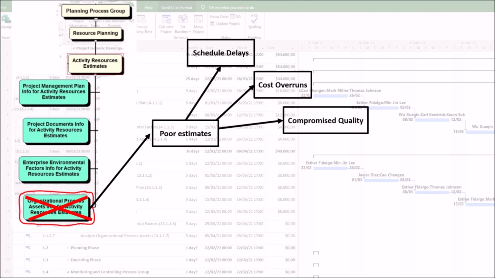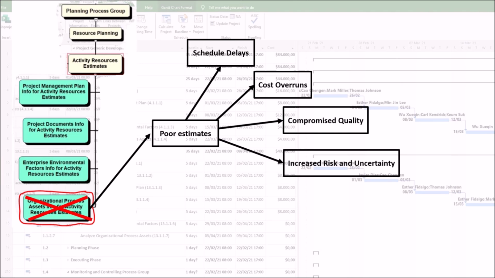Third, compromised quality. When the project is behind schedule and the budget is tight, the pressure to deliver often leads to shortcuts. An overworked team may skip testing phases or use inferior materials to stay on track, directly harming the quality of the final product.